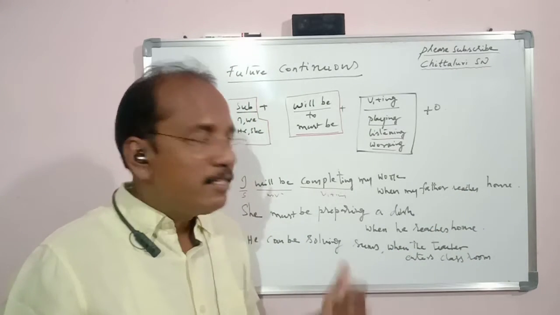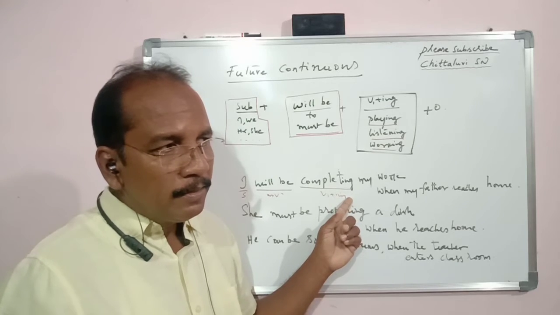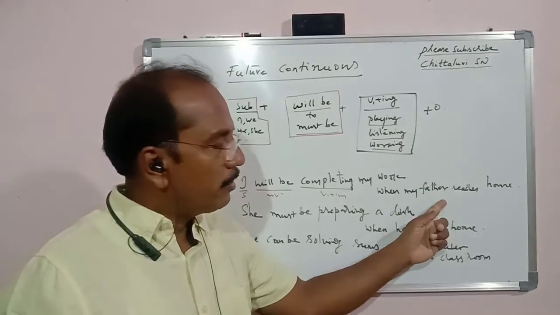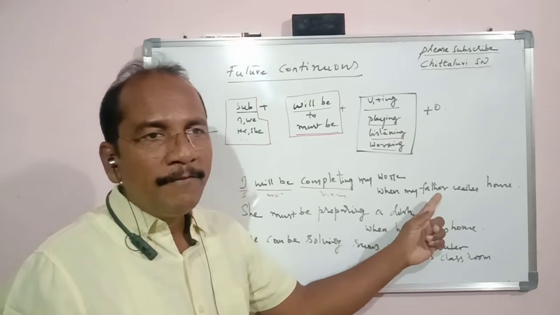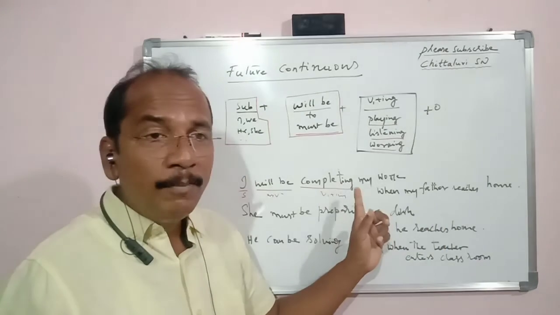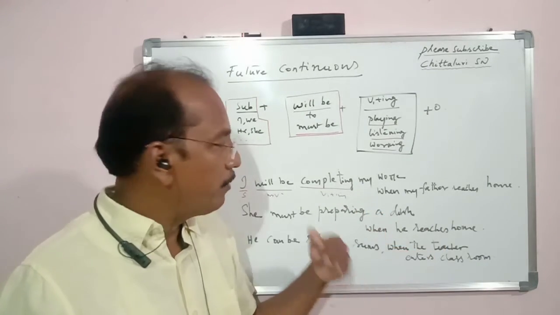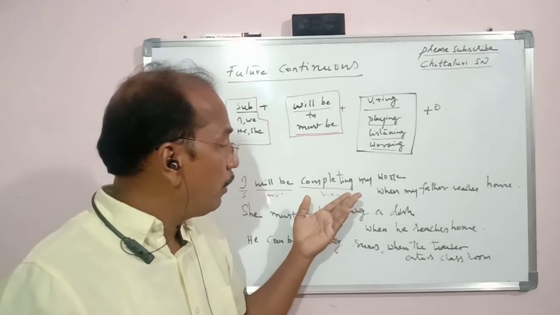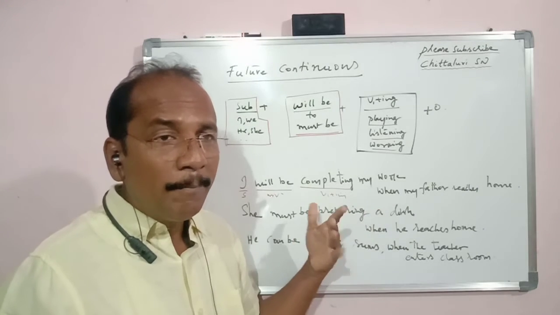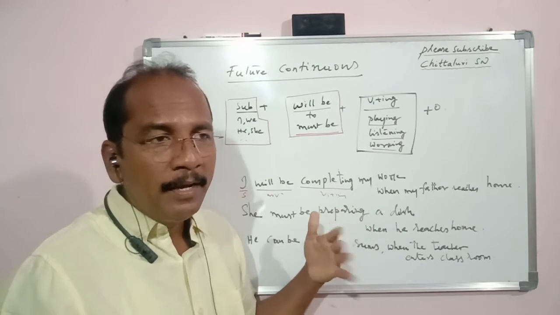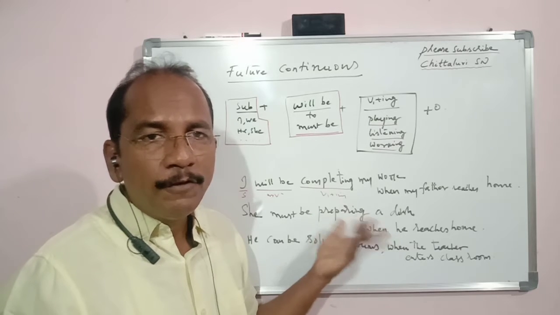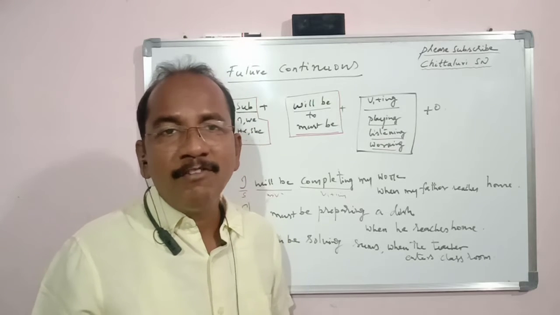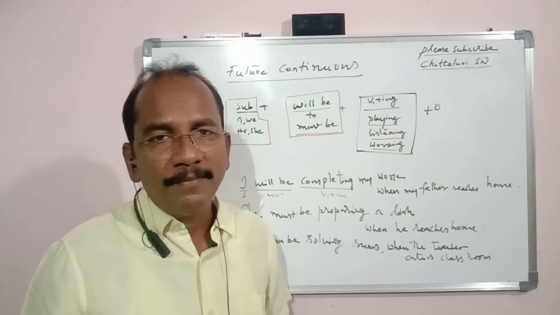So that's what this action will be: in progress at a certain point of time in the future. My father reaches home, no? At the time, by my father's reaching home, what will I be doing? I will be completing my work. So at the time, I will be completing my work in the future. At the time, it will be in progress. It will be happening. It will be occurring. Is it clear?